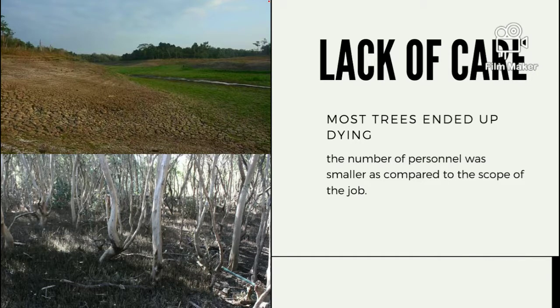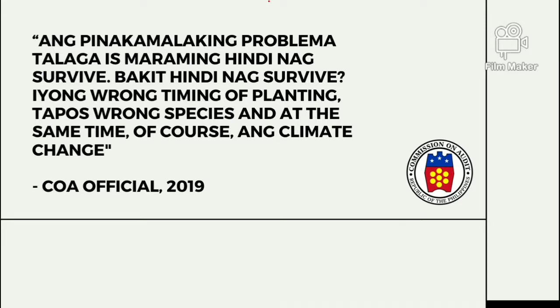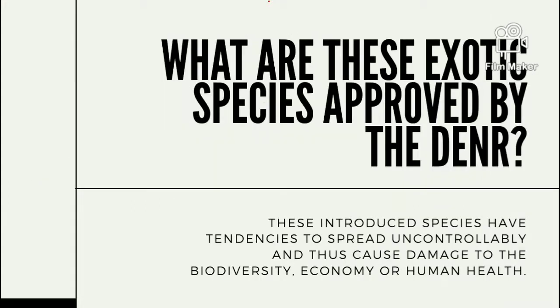So, the main issue was the lack of care. Most of the trees ended up dying because the number of personnel was too small compared to the scope of the job. According to the Commission on Audit, the biggest problems were timing, wrong species, and they blamed climate change. So, what are these exotic species approved by the DENR that should not have been approved in the first place because they are very invasive, and they cause trouble to biodiversity, our economy, and human health?